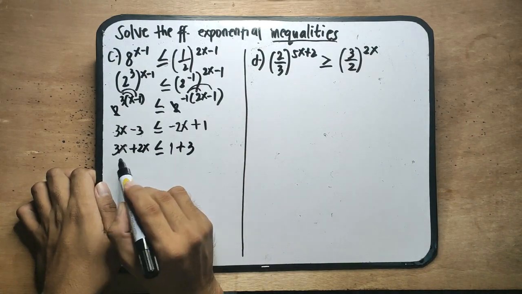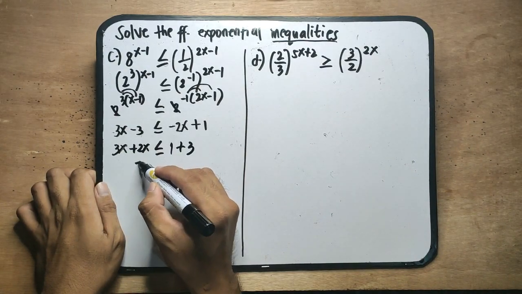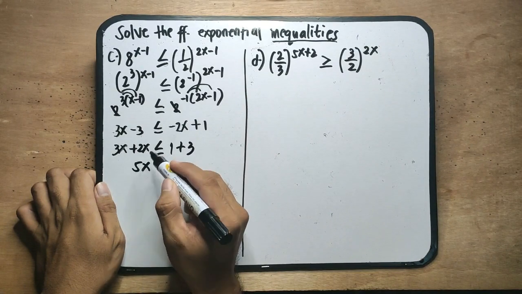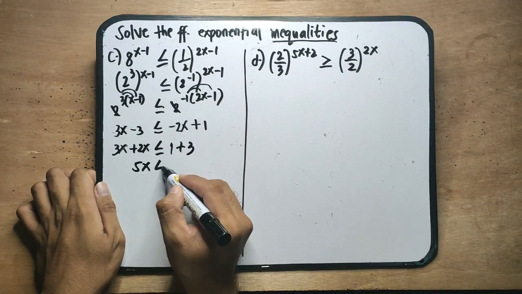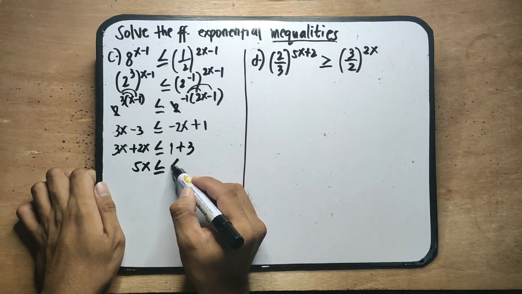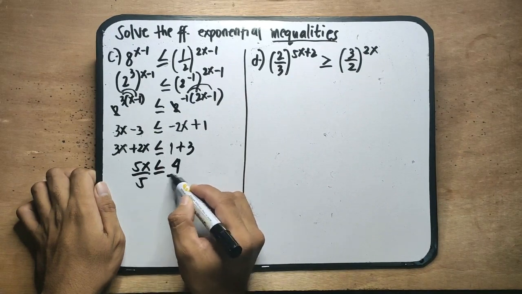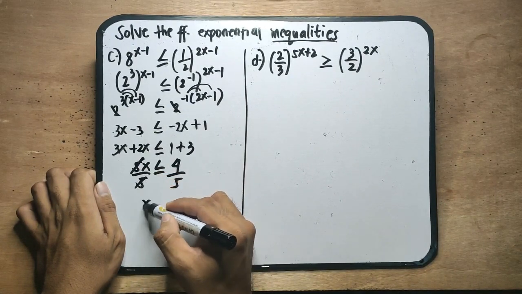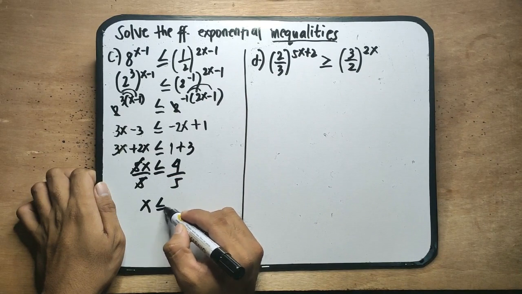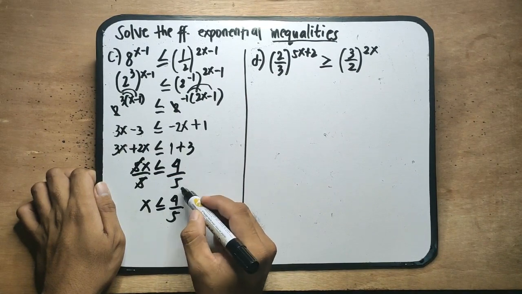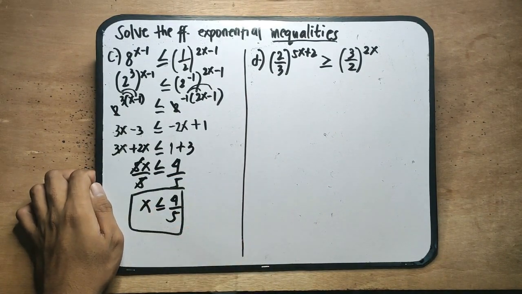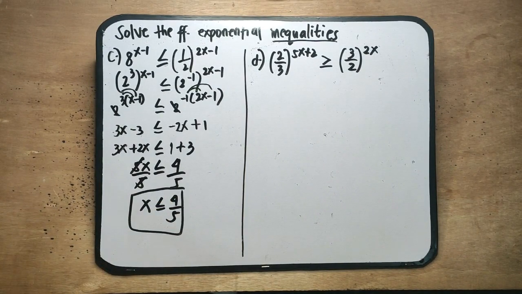So simplifying this, we have 3 plus 2 is 5. We affix the variable x, which is less than or equal to 1 plus 3 is 4. Divide both sides by 5. So we have x is less than or equal to 4 all over 5. This is our answer.